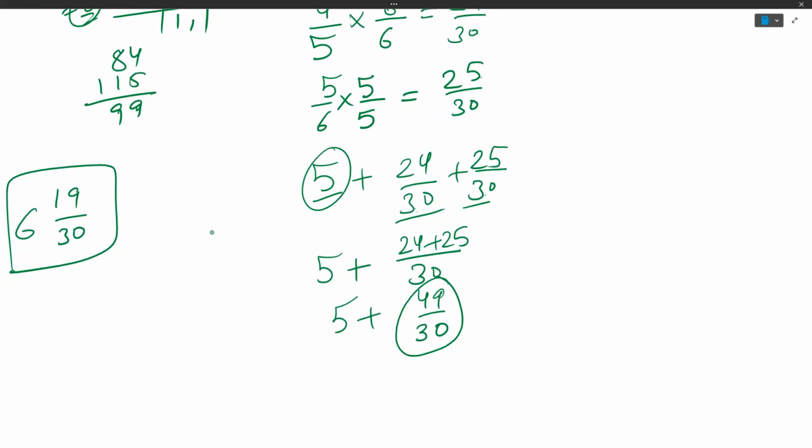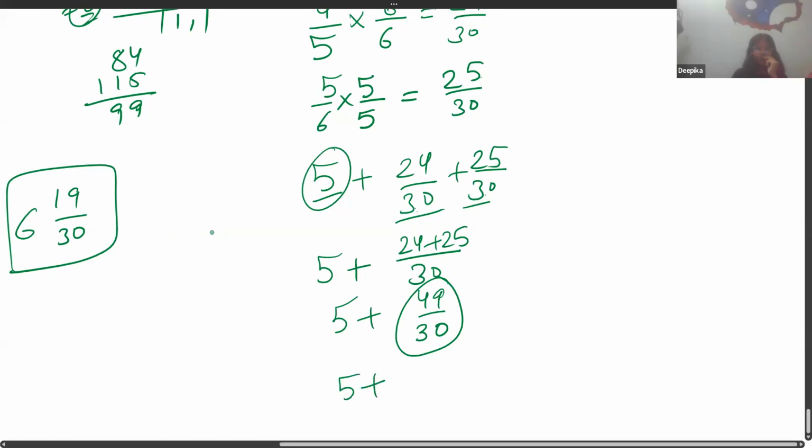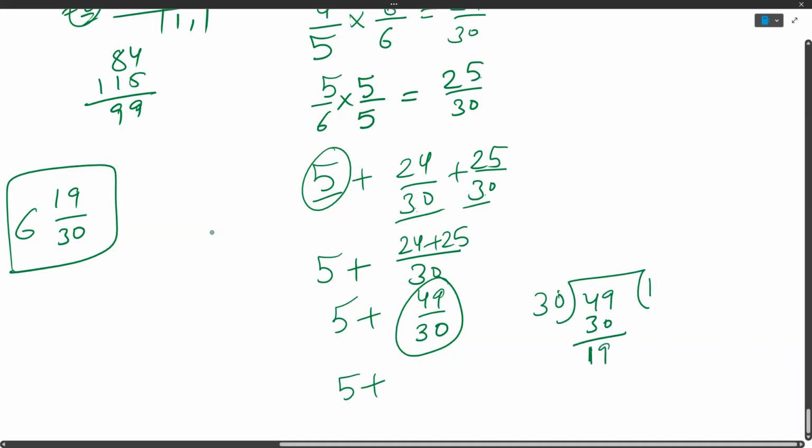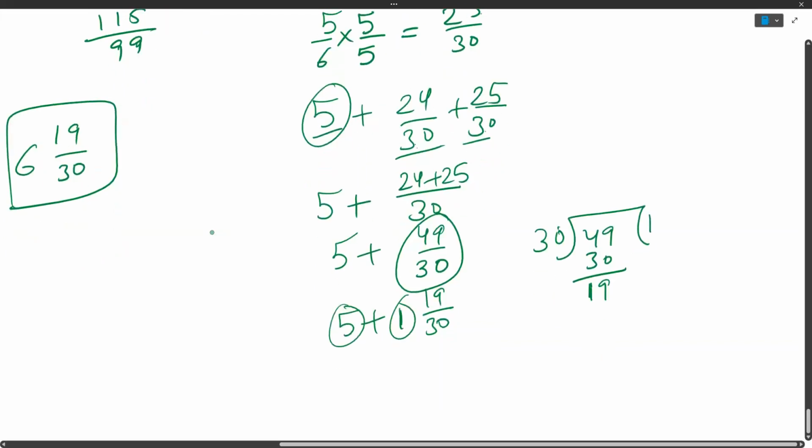Can you write 49 by 30 in terms of a mixed fraction, ma'am? Mixed fraction? Yes, ma'am. 49 by 30 in mixed fraction. So 30 ones are 30, 1, 19. So 1, 19 by 30. Now add both the whole parts. So it is 6, 19 by 30. Understood, children?